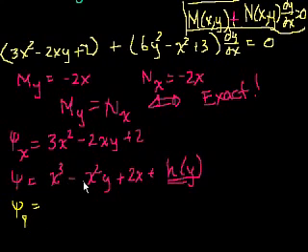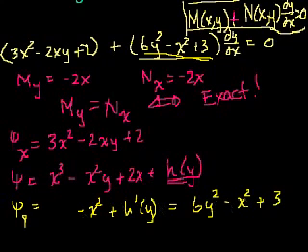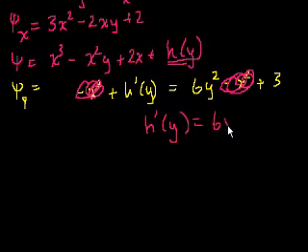So the partial of xi with respect to y, this is 0. This is minus x squared. This is 0. Plus h prime of y is going to be equal to what? That's going to be equal to our N of x, y. It's going to be equal to 6y squared minus x squared plus 3. Can add x squared to both sides to get rid of this and this. And then we're left with h prime of y is equal to 6y squared plus 3.